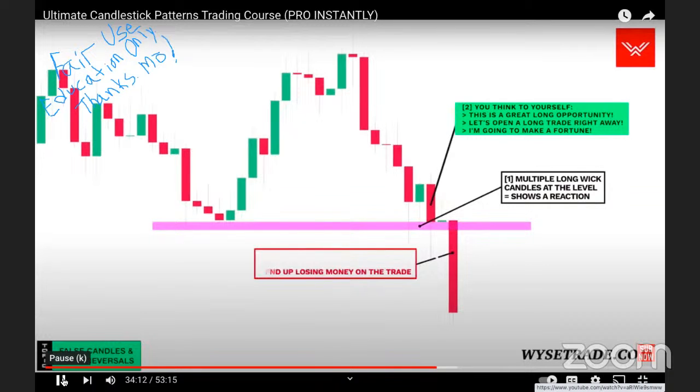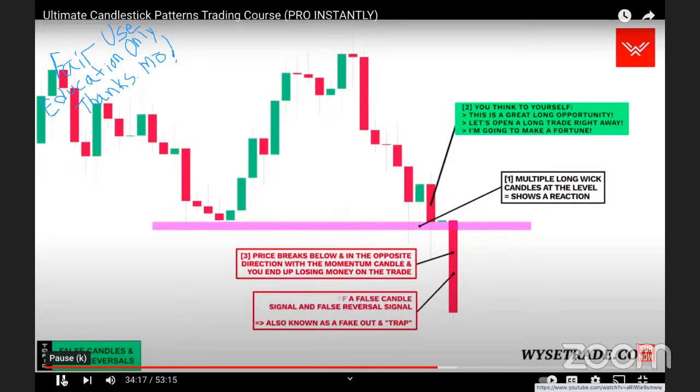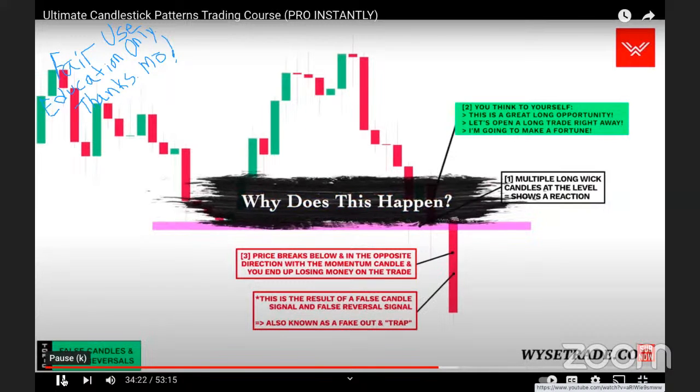Then what happens? Price breaks through with momentum and you lose your money. This was a false reversal, also known as a fake out or a trap. So why does this happen?